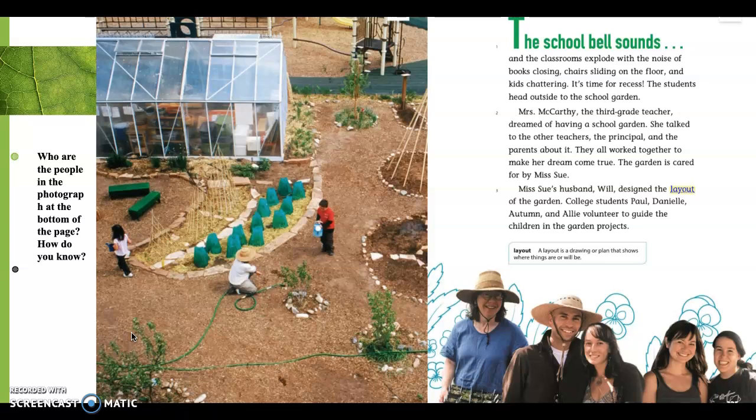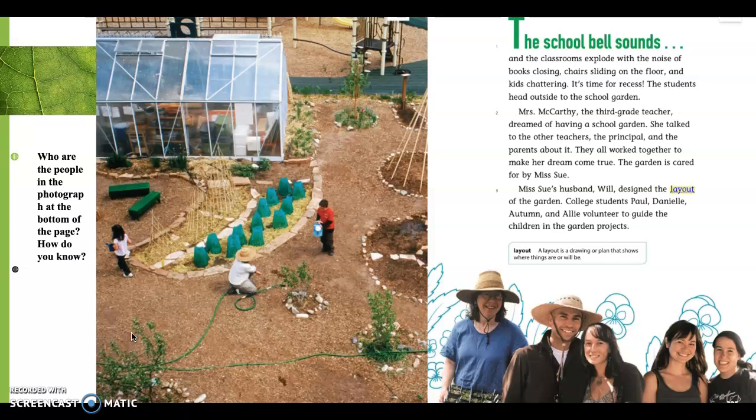The school bell sounds, and the classrooms explode with a noise of books closing, chairs sliding on the floor, and kids chattering. It's time for recess. The students head outside to the school garden. Mrs. McCarthy, the third grade teacher, dreamed of having a school garden. She talked to the other teachers, the principal, and the parents about it. They all worked together to make her dream come true.